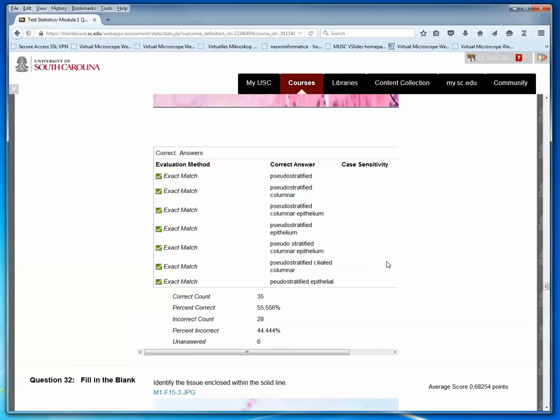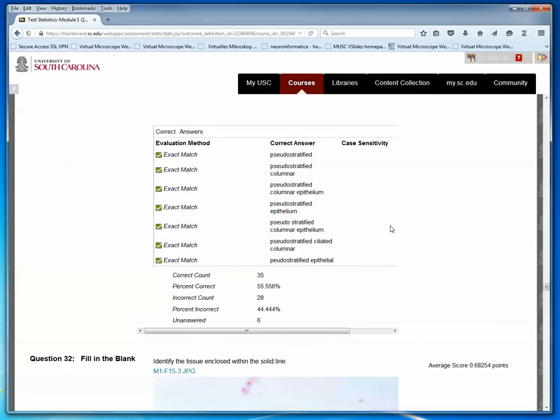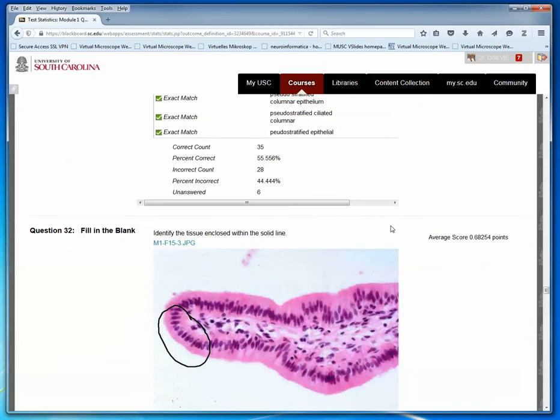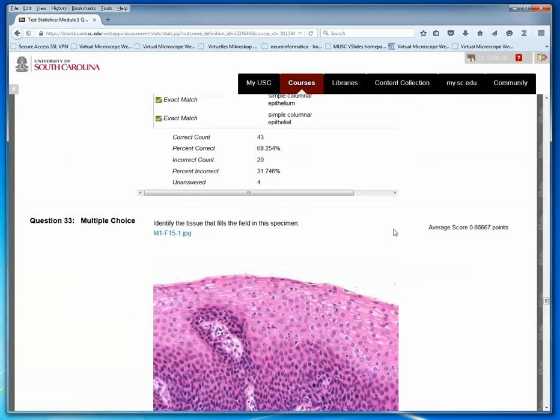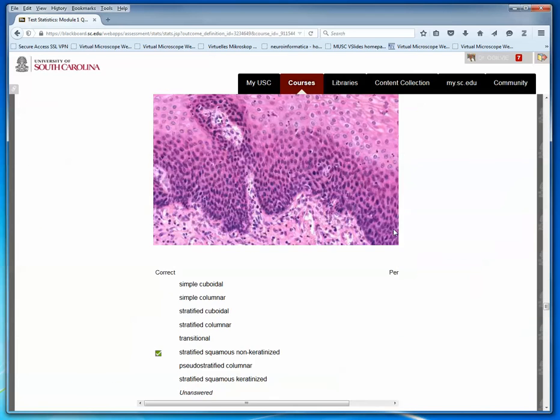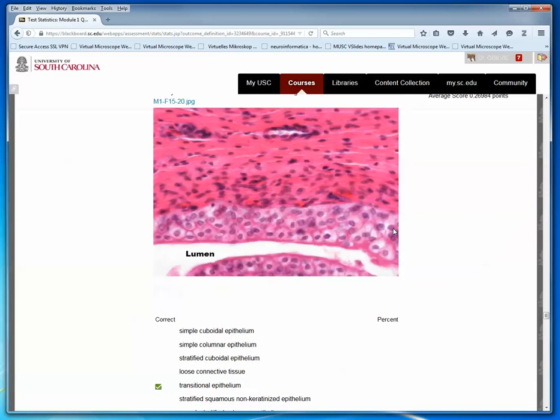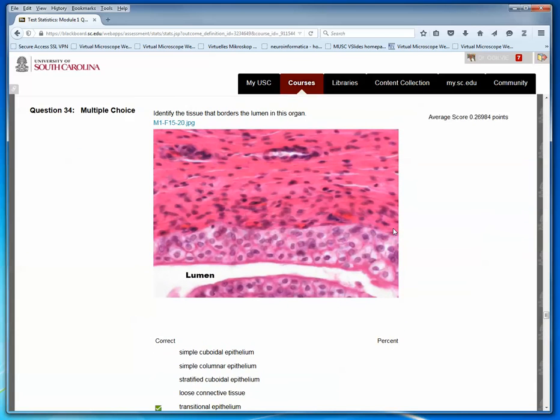And we allowed a variety of answers because you can answer it in different ways. And this was simple columnar epithelium. So just make sure you can identify the epithelial types. There's another one, this was transitional.